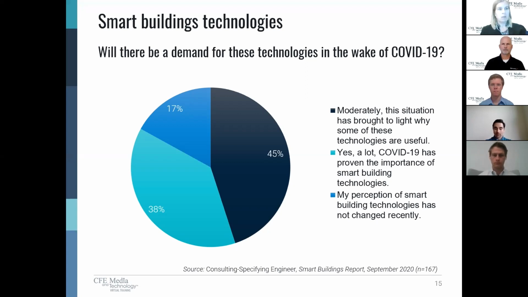So this data shows COVID-19 has changed how people are thinking about smart buildings and is perhaps making people think a little bit more thoroughly about the technologies that can be involved here.